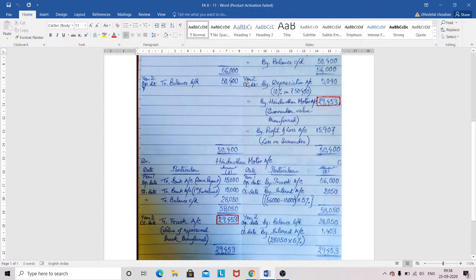But just carefully see that in the asset account, your value of the asset is 50,400, upon which you have charged interest 5040, and you have charged 29,453 surrender value, so what is the difference? The difference is actually 15,907, which is to be considered as your loss on surrender, okay, that means you have surrendered the asset, or you can say the loss on repossession too, okay.